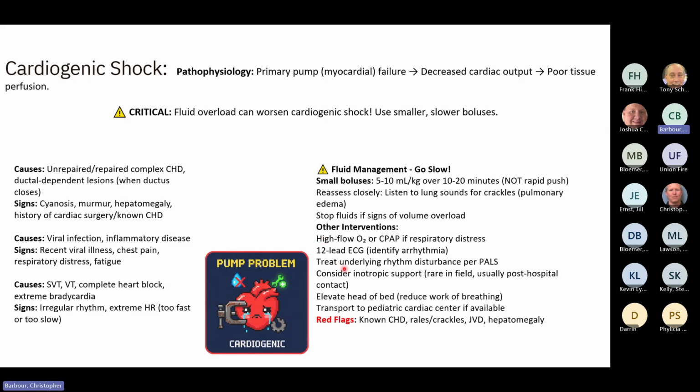Other things to do, obviously, we've kind of talked about that. Head of the bed being up, especially if they have that fluid problem, we can help move that fluid and help with their breathing. These are the things we want to look at to make sure we're not doing this to the patient with those fluid boluses.